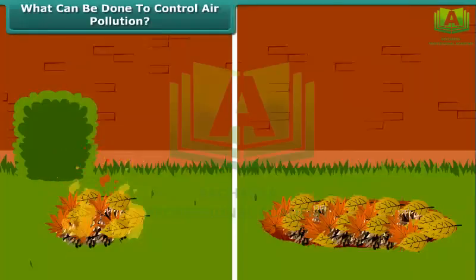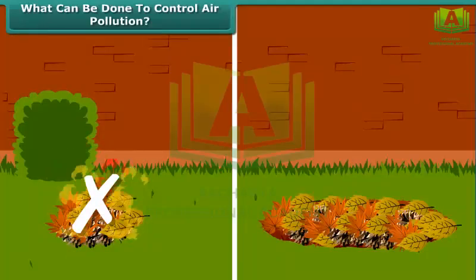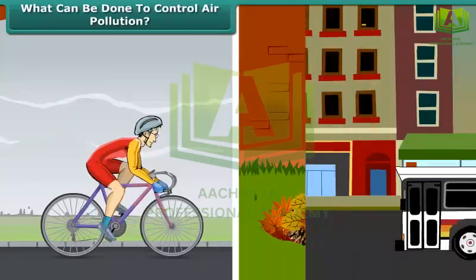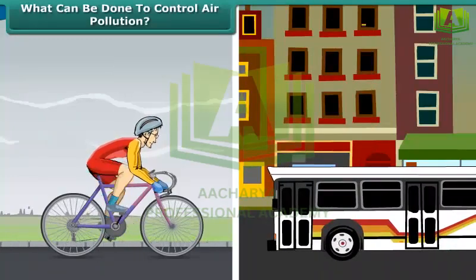Rather than burning the dry leaves, we can put them in a compost pit. We can walk more, switch over to bicycles for covering small distances, and use public conveyances.